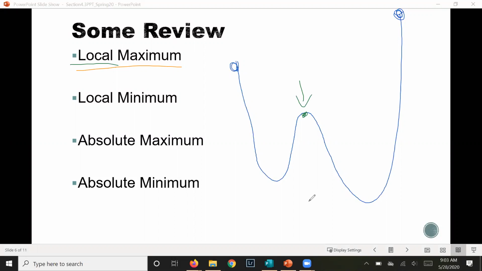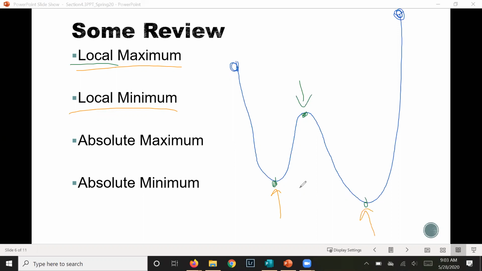And hopefully you also see that the slope of the tangent line there would be 0. Okay. Now let's talk about local mins. Similar to local maxes, those are going to be points on the graph where the point is lower than all the points around it. So a point like here would be a local min, or a point like here would be a local min.